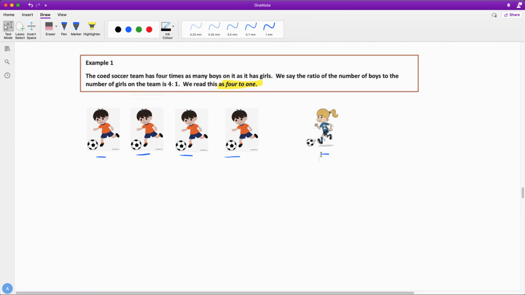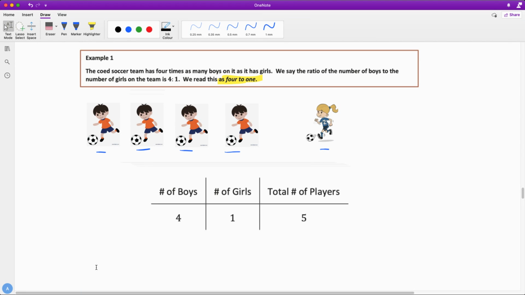All right, so what we can do is start to create a table to look at this information. We can say the number of boys we have is 4, the number of girls we have is 1, and the total number of players we have is 5. Something we're going to talk about in our next video is that we can create these ratios from part to part, meaning we can look at it specifically as broken down into boys and girls. We can look at it as part to whole, meaning we can compare the number of boys to the total number of players, or we can compare whole to whole, meaning if we're looking at 2 separate different teams. But in this case, it's telling us that we have this ratio of 4 to 1, meaning that for every 1 girl we have 4 boys.